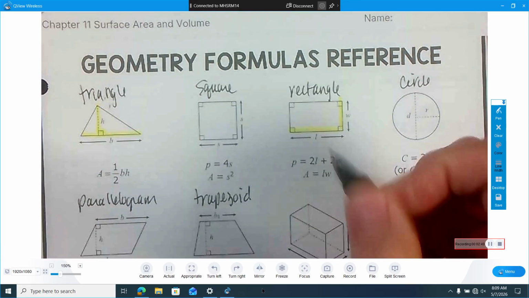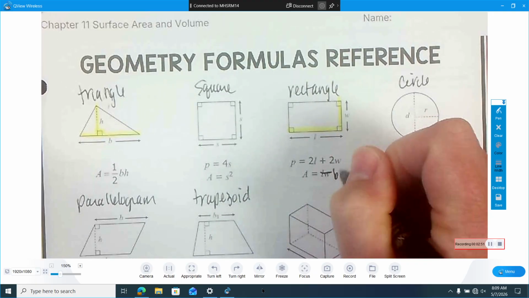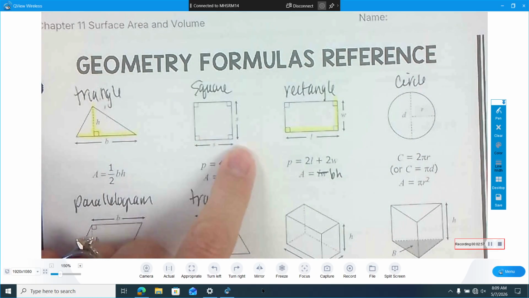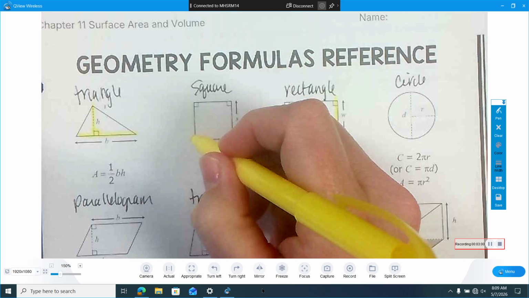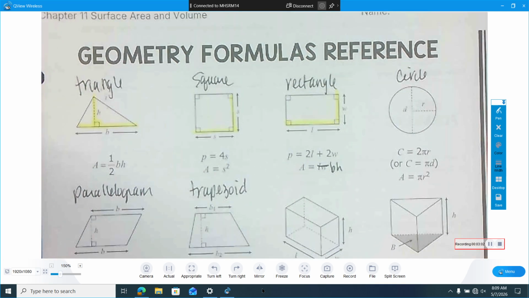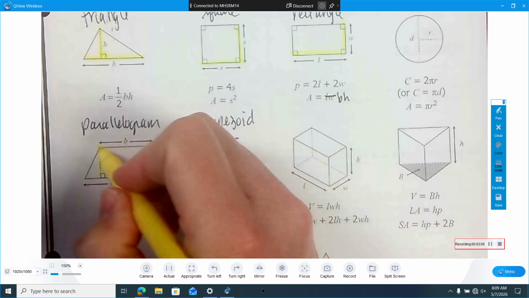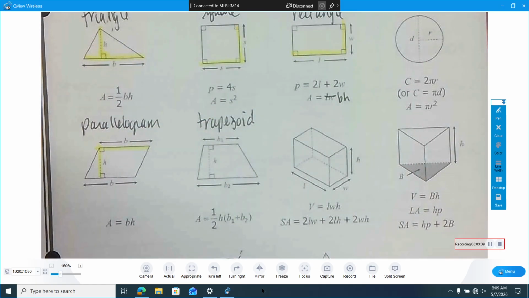I don't use length times width. I use base times height because it's the same thing. I always use base times height, even for a square. Here in the parallelogram, you have the height and you have a base. I can use either base, the one on top or the one on the bottom. The reason I'm picking those two is because they are perpendicular to each other.